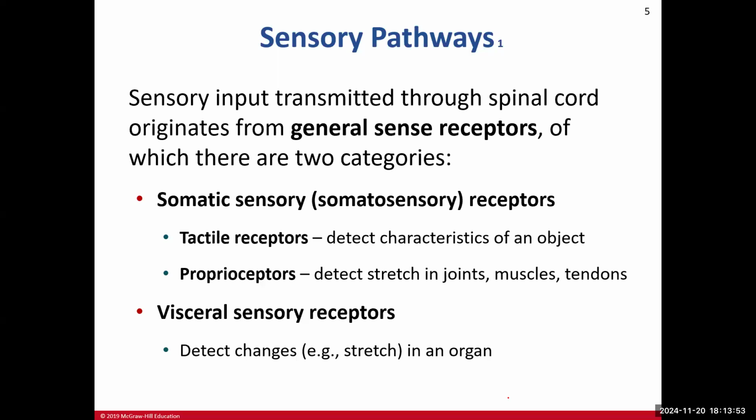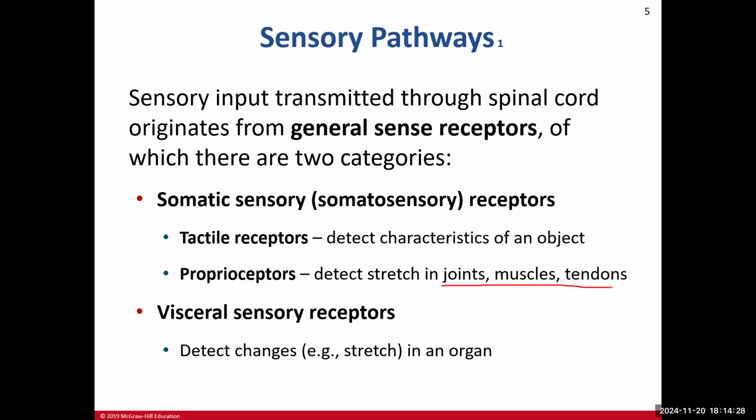So like I said before, you have two types. You've got the somatic sensory and the visceral autonomic sensory. Primarily, when we're looking at the somatic sensory, think of conscious perception, things that you can consciously perceive. You can perceive touch. You can perceive pain. You can perceive all of those various characteristics. So tactile receptors, those are touch. And then proprioceptors, this is what I was telling you about, that spatial awareness that your brain has of your body in space, in relation to itself.